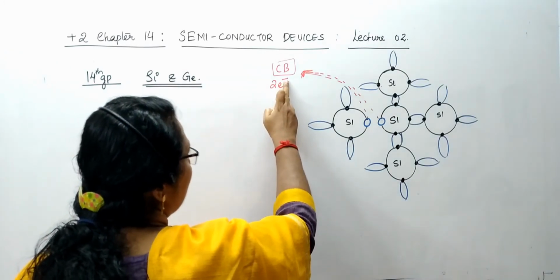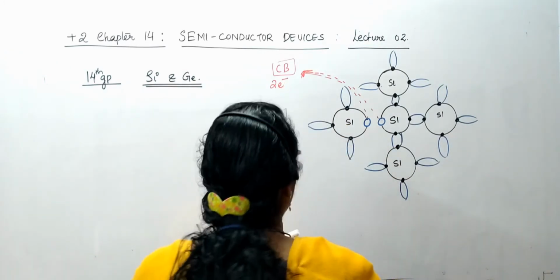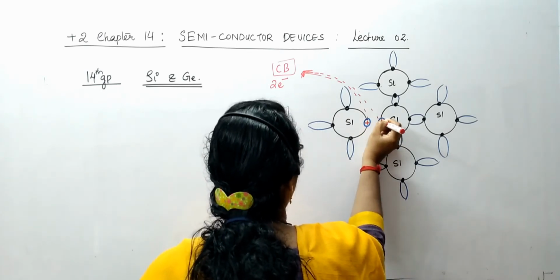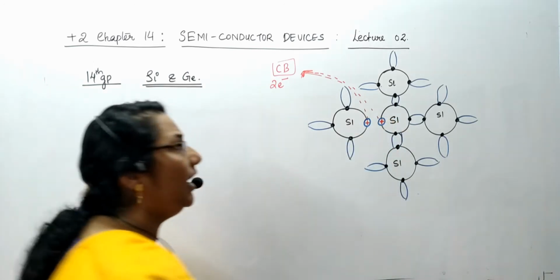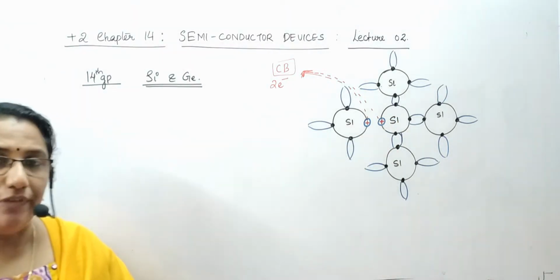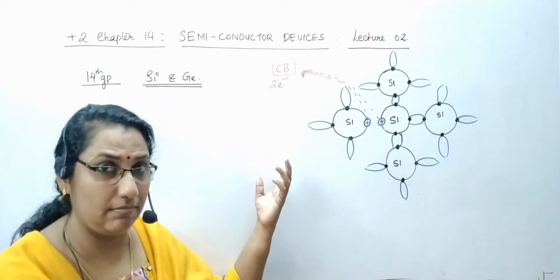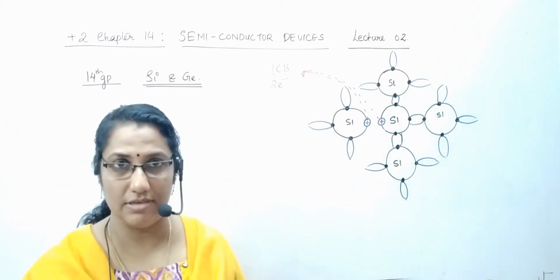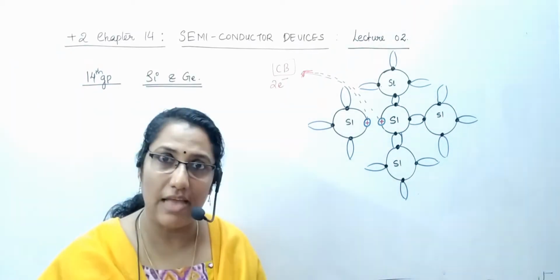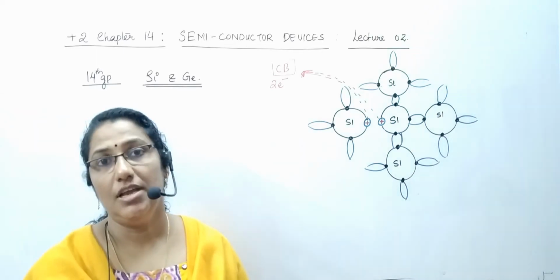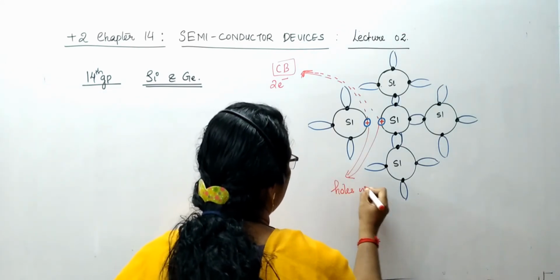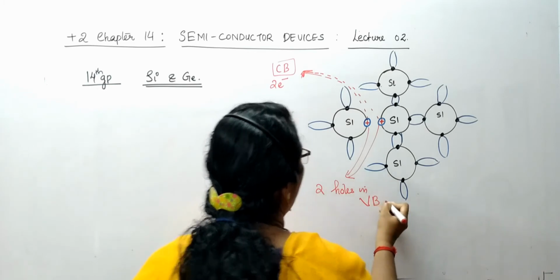Two negative charges are present here. That means these vacant sites will get some positive effect, equivalent to that of the electronic charge. Clear? When the electrons move away from the valence band to the conduction band, a vacant site occurs. This vacant site having positive effect is called a hole. That is, two holes are created in the valence band.